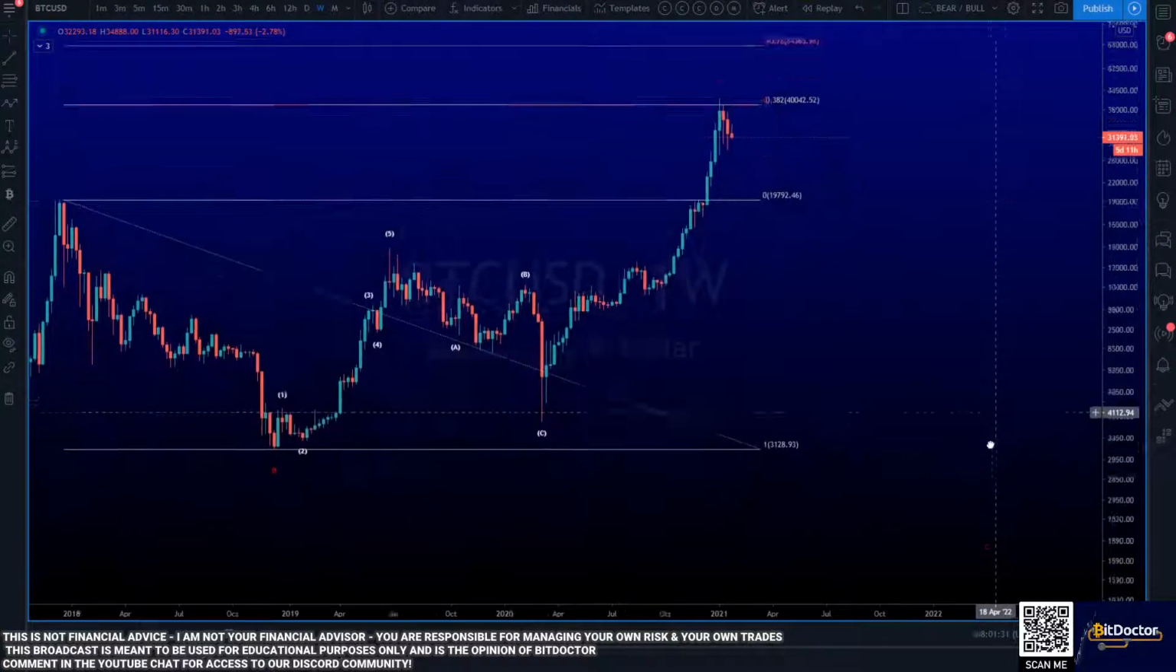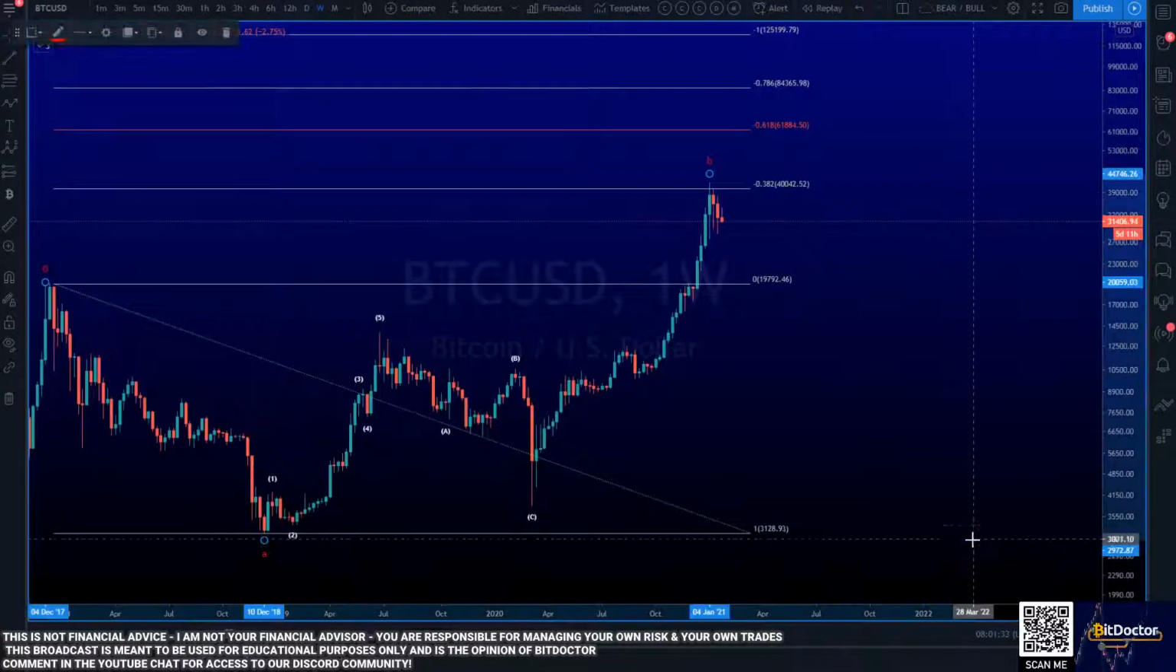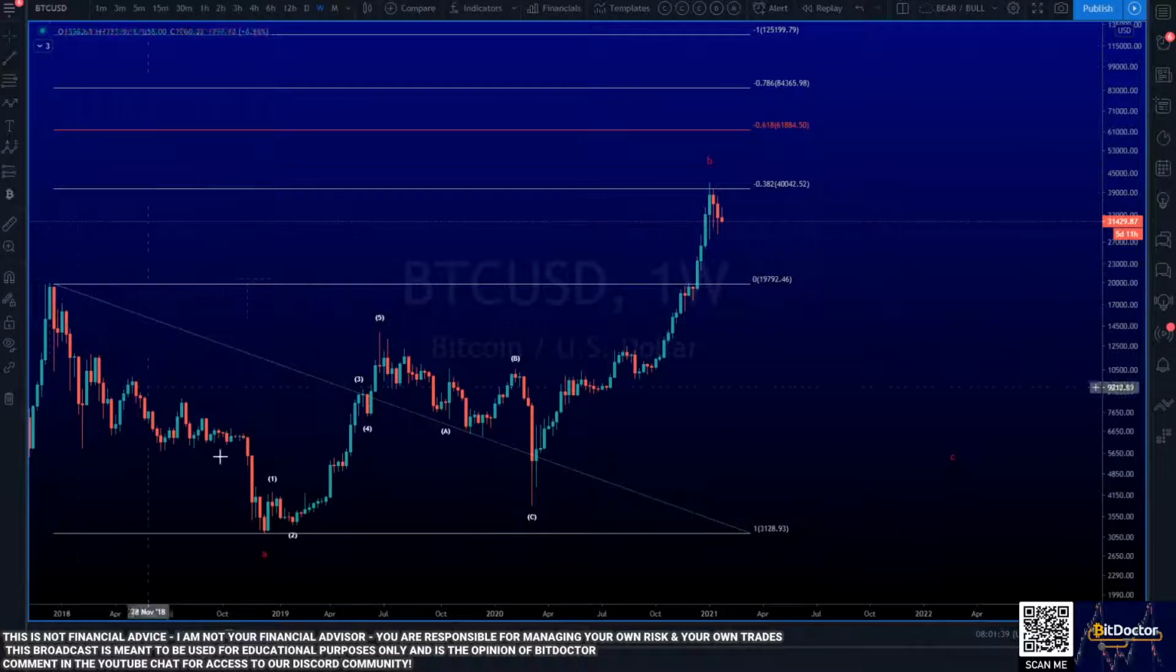And again, we may not go quite this low if we do drop down at all, right? But we just have to keep in mind that this could be a 5, 3, 5 to an expanded flat target, and then we fall from there. We have to keep this as a scenario in our minds.